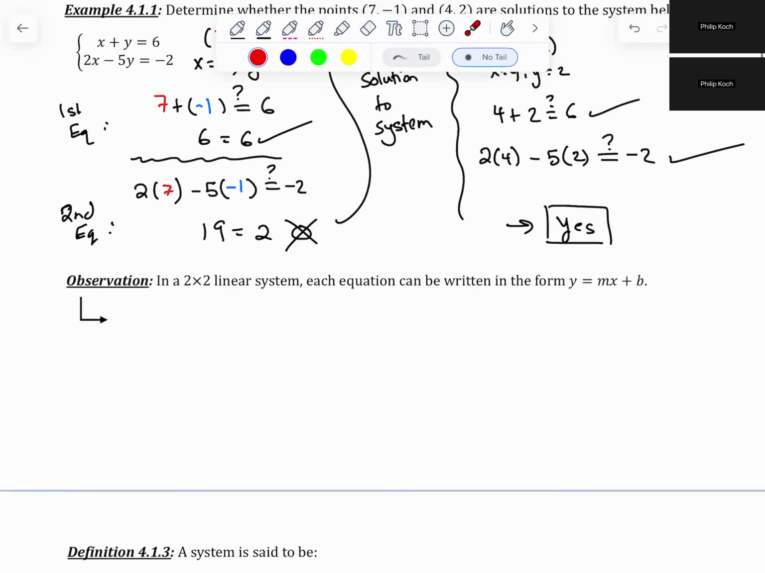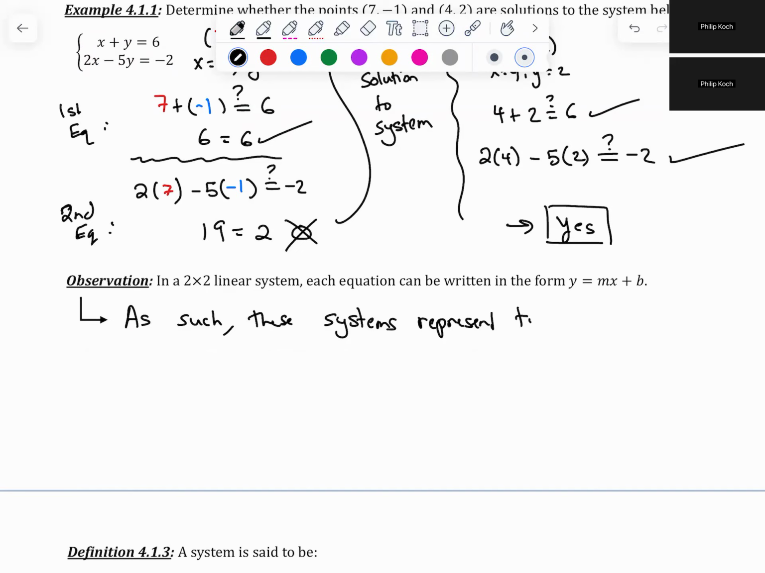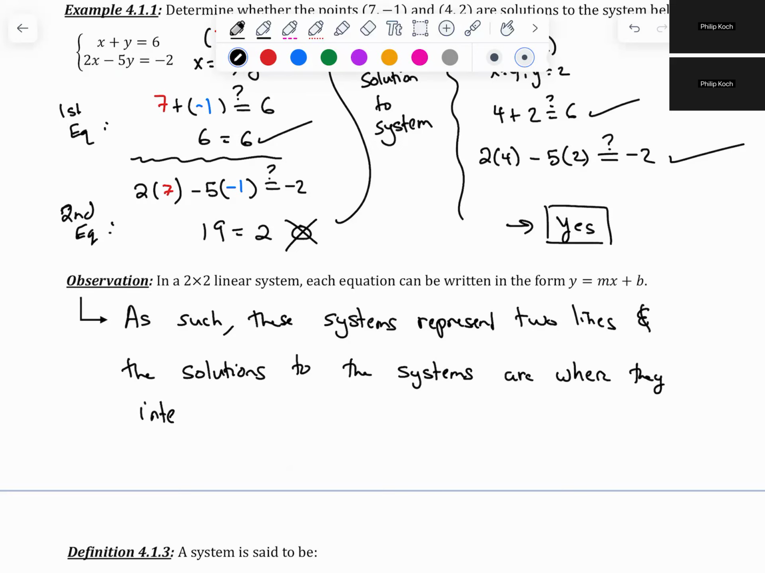So the point is as such, these systems represent two lines, and the solutions to the systems are where they intersect. The solution to the system, which is an ordered tuple, an ordered pair, is going to be where they intersect.